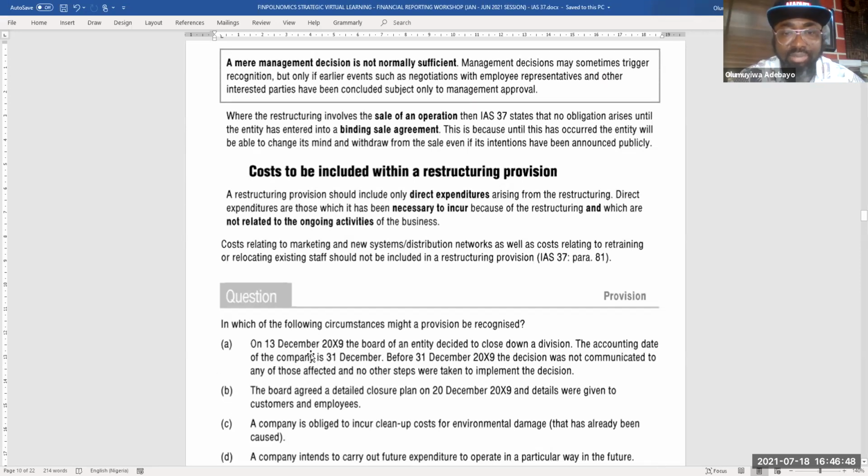On 13th of December 2019, the board of an entity decides to close down a division. Decide means that there's no going back. Decide is different from considering. Which means in that case, it has met the formal detailed plan. The accounting date of the company, that is the reporting date, is 31st December. Before 31st December 2019, the decision was not communicated to any of those affected, and no other steps were taken to implement the decision. Therefore, does this qualify for provision?